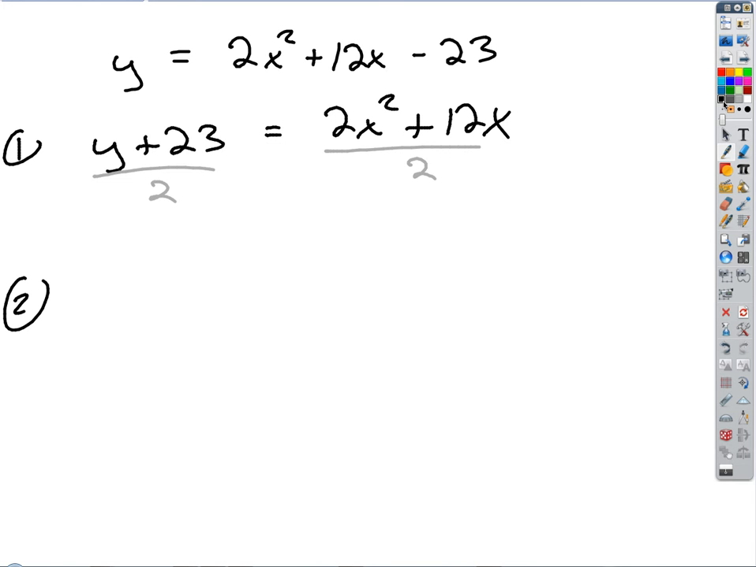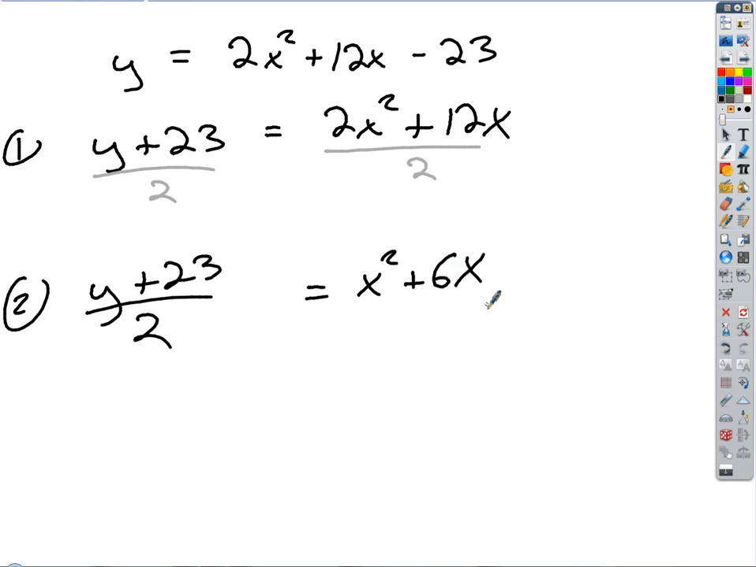So we end up over here with just our plain old y plus 23 over 2. On this other side, dividing an expression by a common denominator is the same thing as dividing each individual term by that same number, right? I could split this into separate fractions, couldn't I? So what's the first fraction going to simplify to? X squared, like we needed, right? So we get x squared, and what about the second one? 6x, okay? That worked out pretty well, didn't it?